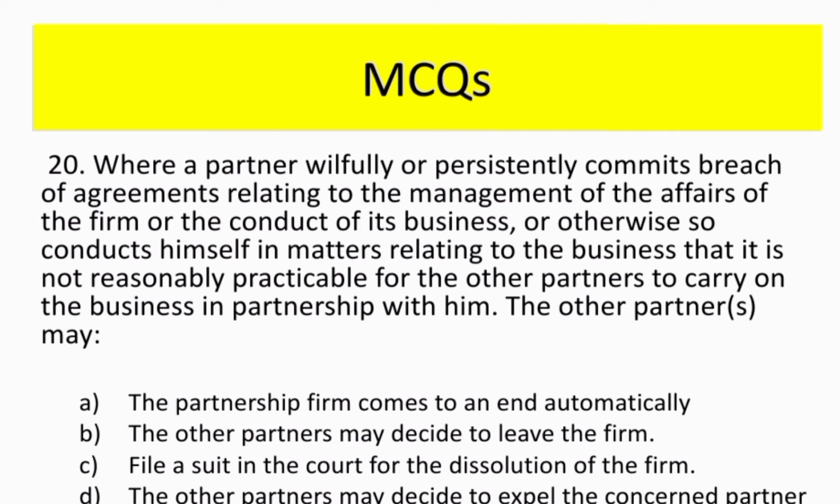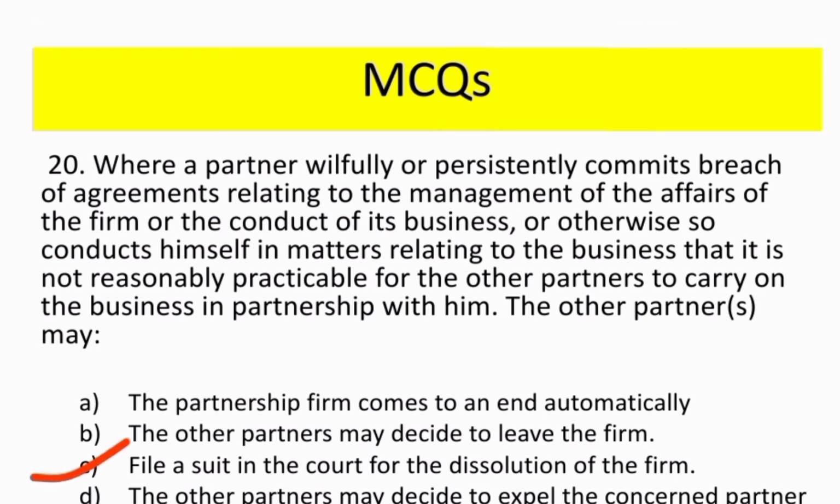So the options: A says the partnership firm comes to an end automatically. Option B, the other partners may decide to leave the firm. Option C, file a suit in the court for the dissolution of the firm. Option D, the other partners may decide to expel the concerned partner. So the correct answer for this question is option C.